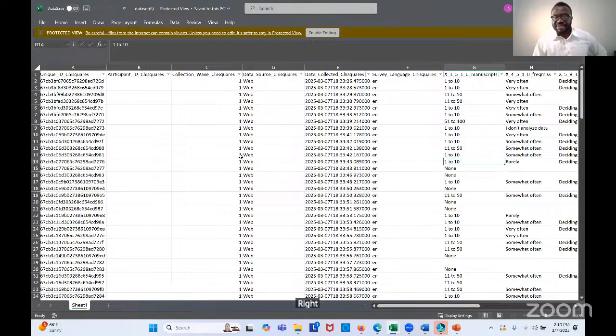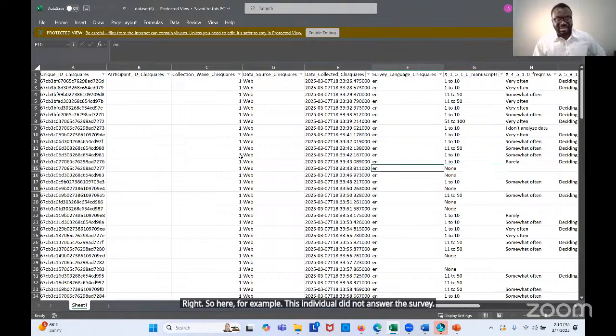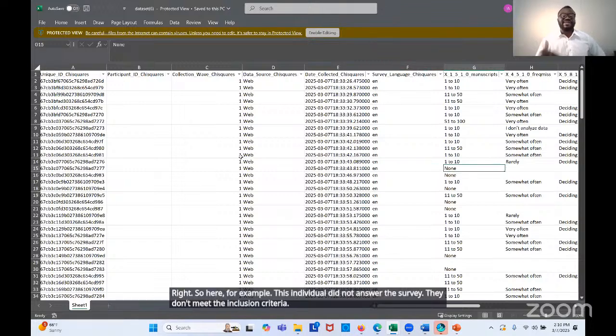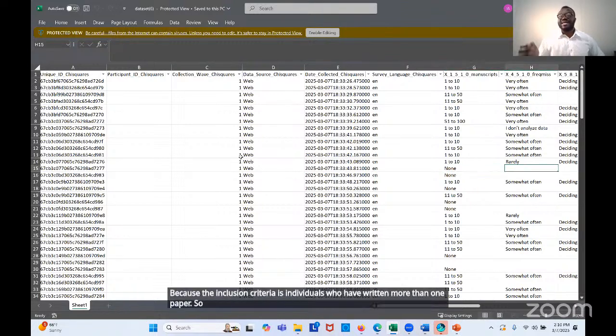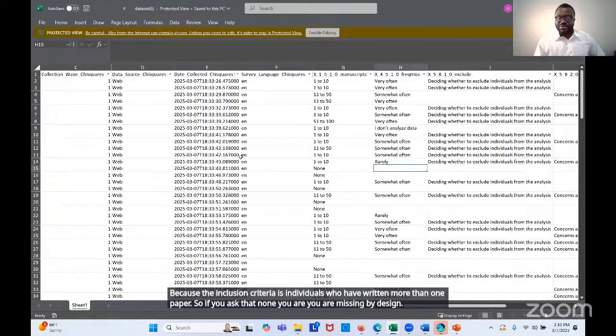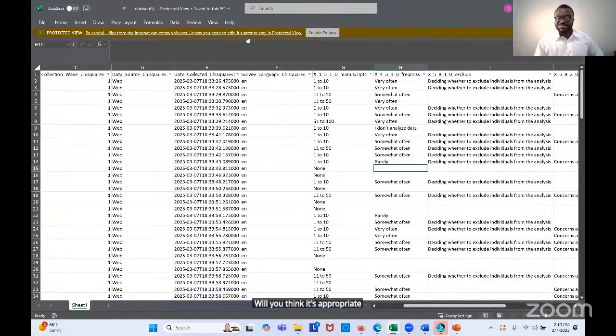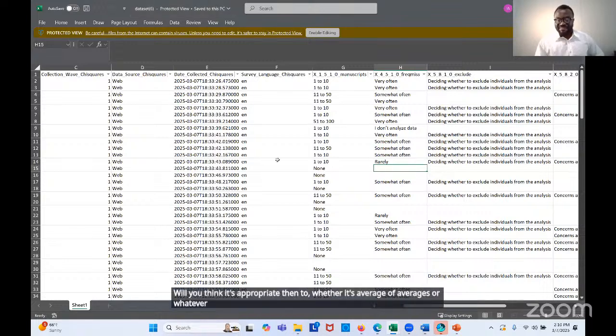So here, for example, this individual did not answer the survey. They don't meet the inclusion criteria, because the inclusion criteria is individuals who have written more than one paper. So if you answered none, you are missing by design. Do you think it's appropriate then, whether it's average of averages or whatever, to fill in the value for this individual who is missing by design? Do you think that makes any sense?